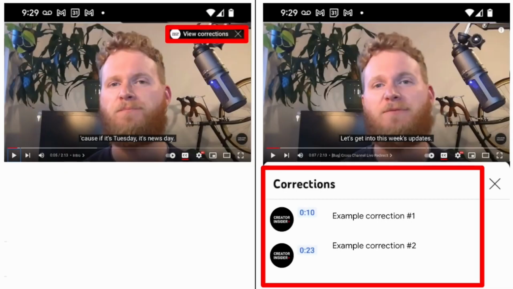They call it corrections, but it seems to me like it could also be context, because a chapter just gets you around. And what you were talking about exactly, it's actually time-stamped comments.